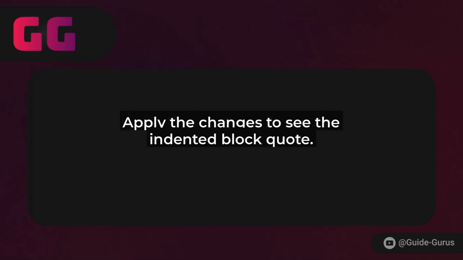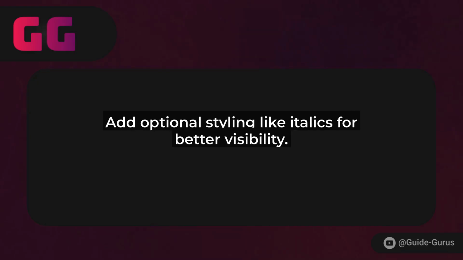Pro tip: to make it even clearer, you might want to italicize the text or change the font style under the Format menu. This isn't mandatory, but it helps visually separate the quote from your own writing. One more thing: always double-check your document's style guide. Google Docs might not have a one-click block quote button, but this method works perfectly for 2025's updated interface.